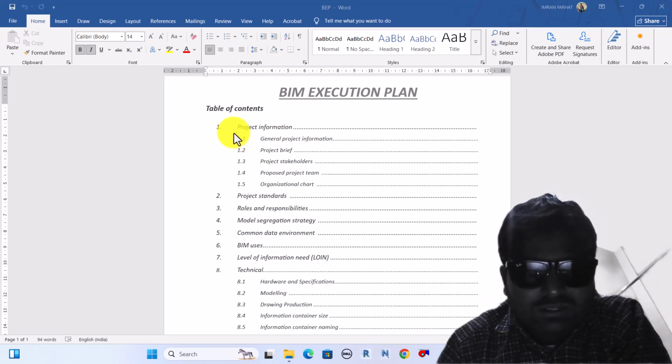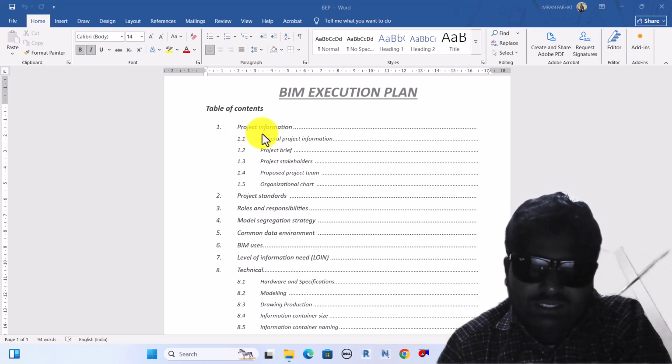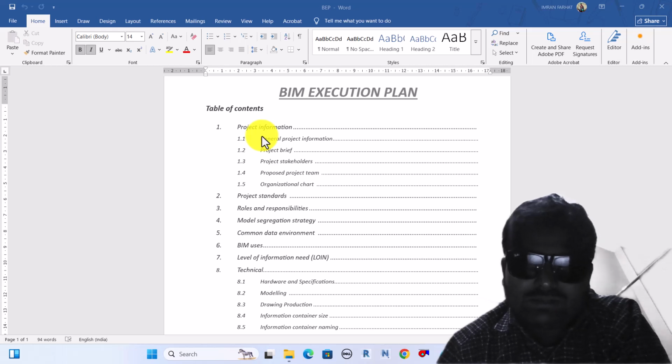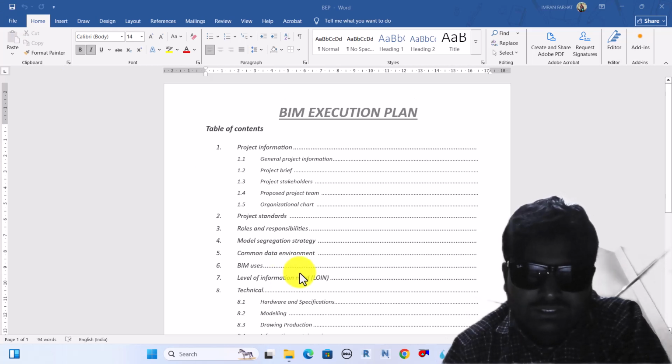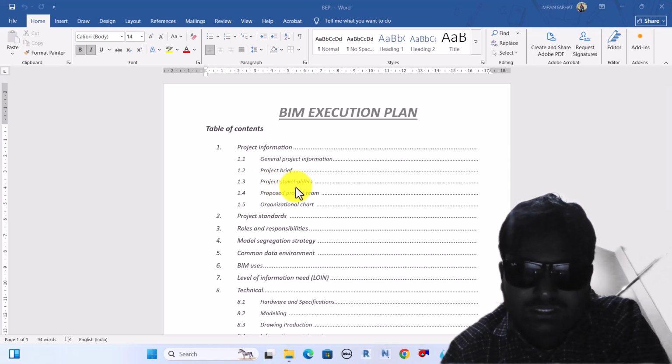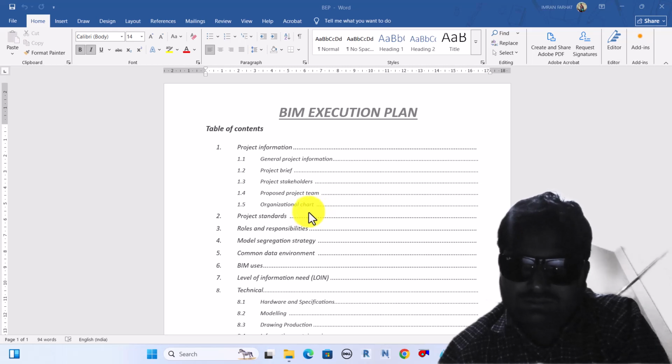Firstly, project information. In this, every detail is given about the project: general project information, project brief, project stakeholders, that is, who is involved in our project, like contractors, consultant, client, and the proposed project team and organizational chart. So in project information these 5 points are explained and given.